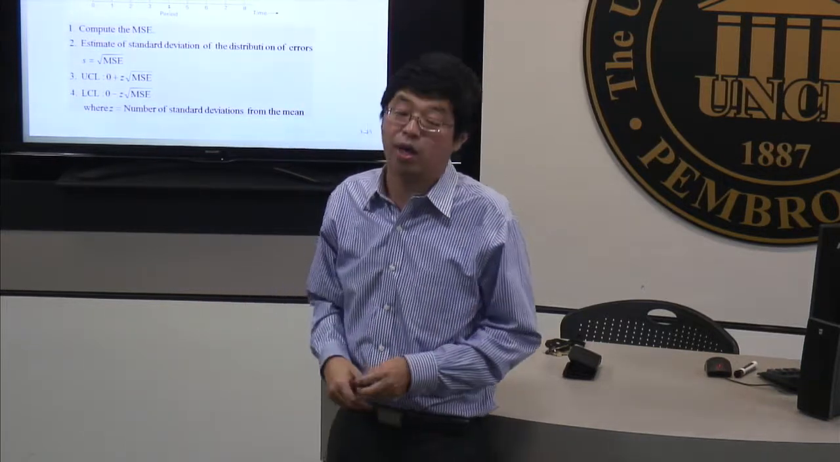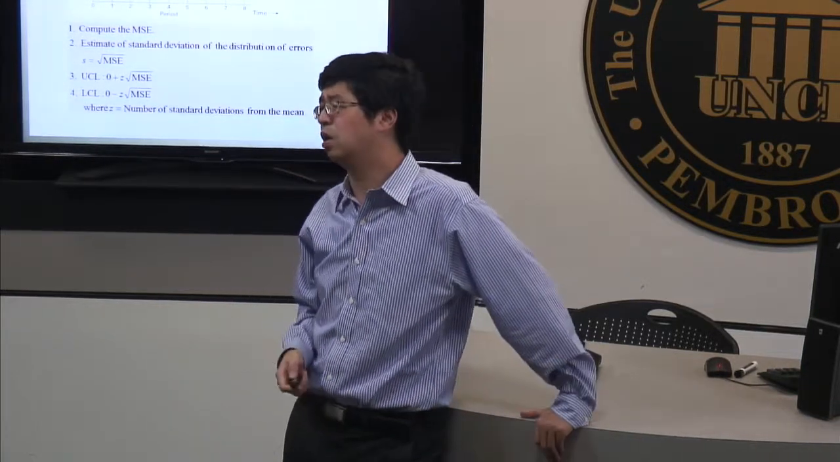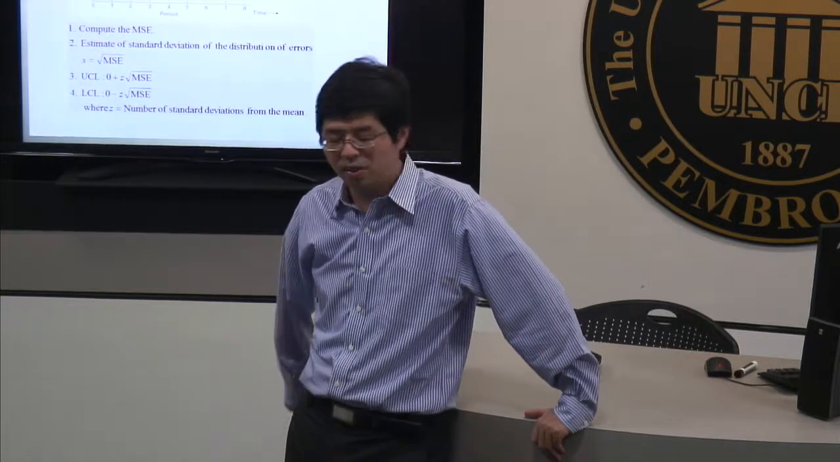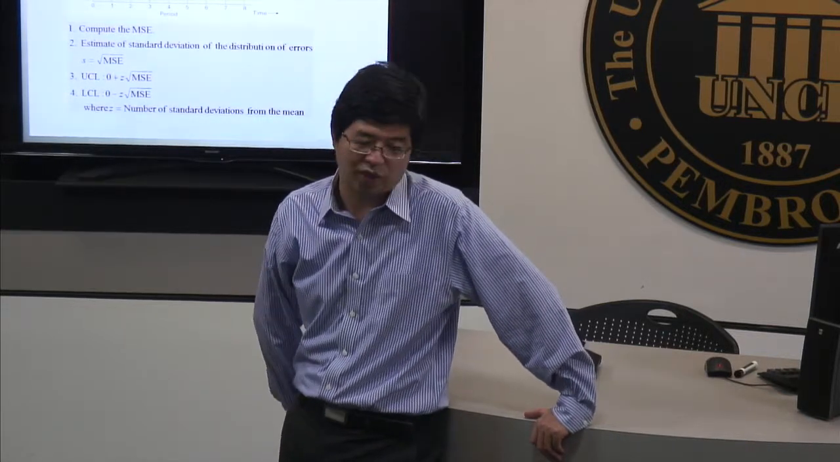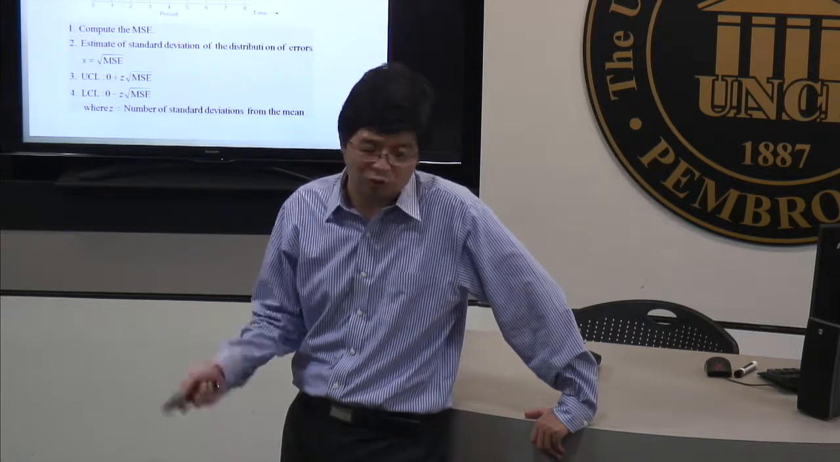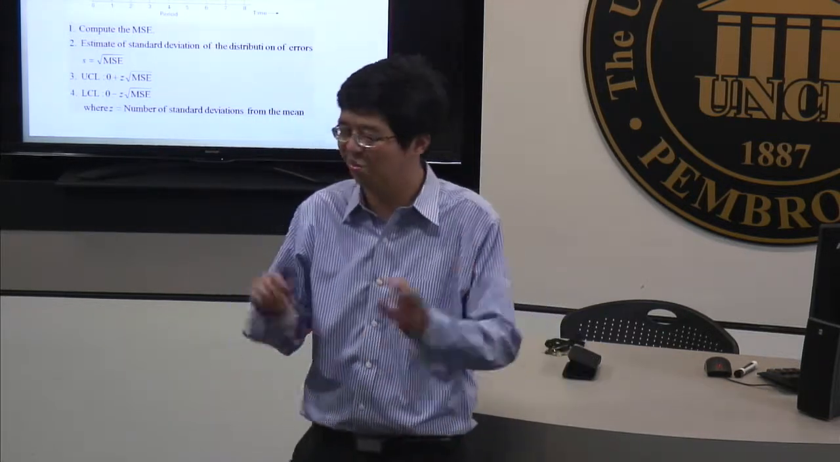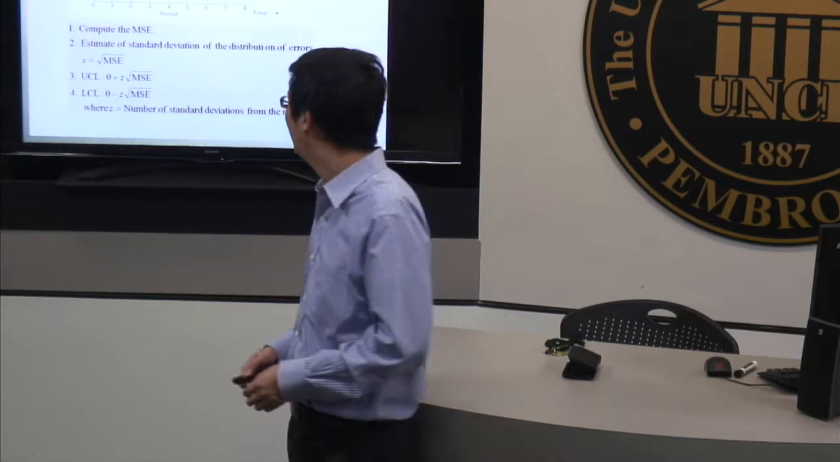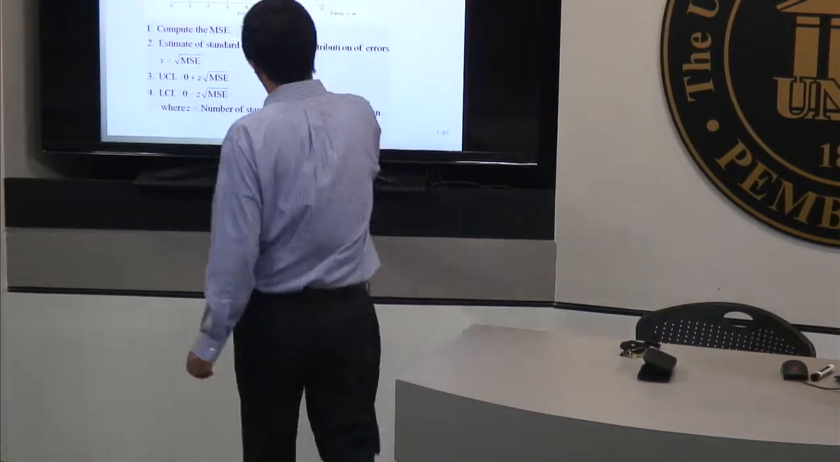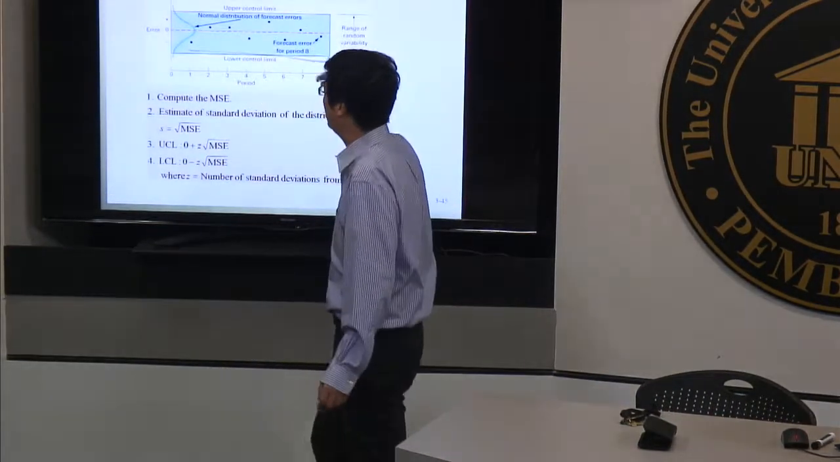Choose the Z. But I can tell you, in reality, many companies, many players choose Z equal to around 3. But it's really your choice. 3 is not the uniformly correct number. So once you get Z, you calculate MSE, and you build this control chart like here.